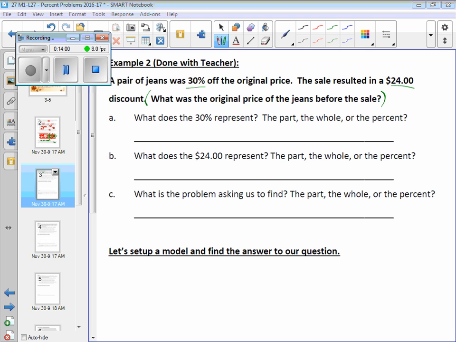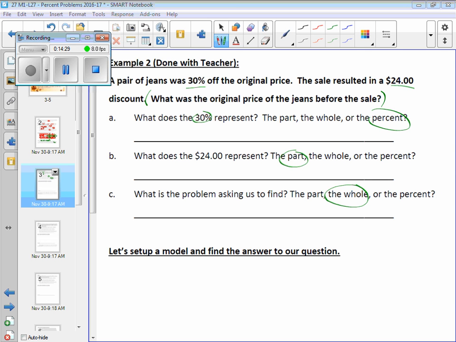How is this one different? What are they asking us to find now? The whole, right? Okay, so 30% represents what, everybody? Percent. 30% is the percent. It's right there. So again, if it's 30%, it's percent. But what does the $24 represent? The part this time. Therefore, they're asking us to find the whole.